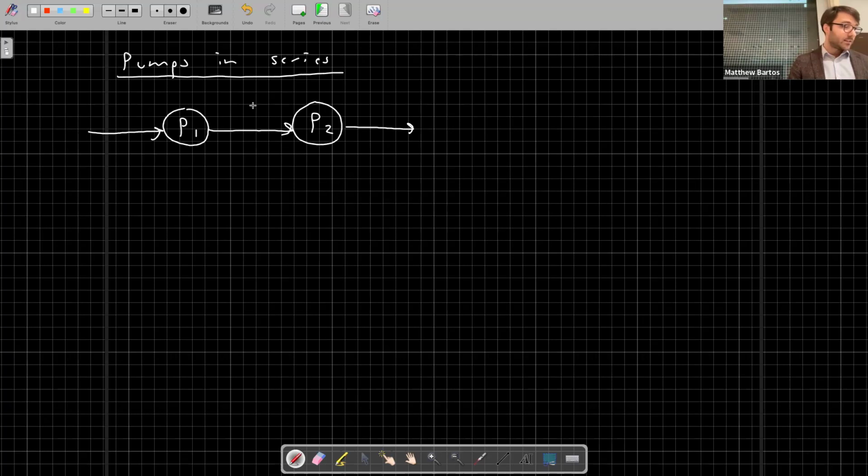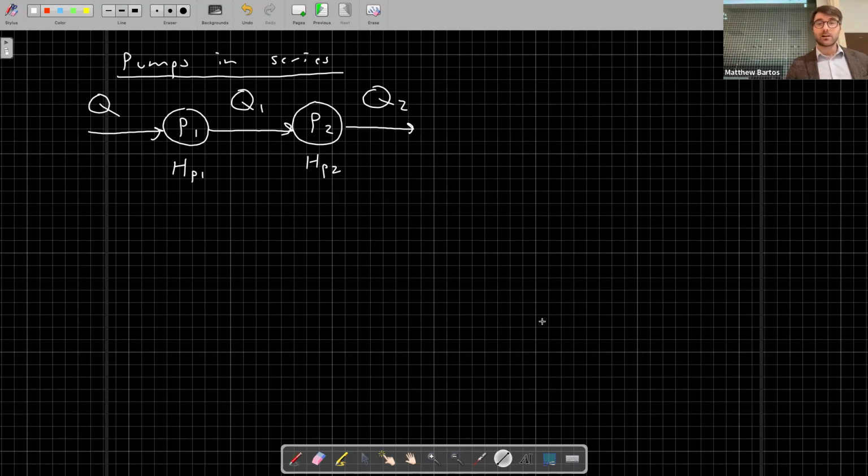So let's say that the flow rate coming in is Q. The flow rate coming out of pump one is Q1. The flow rate coming out of pump two is Q2. The pump head added by pump one is HP1, and the pump head added by pump two is HP2.